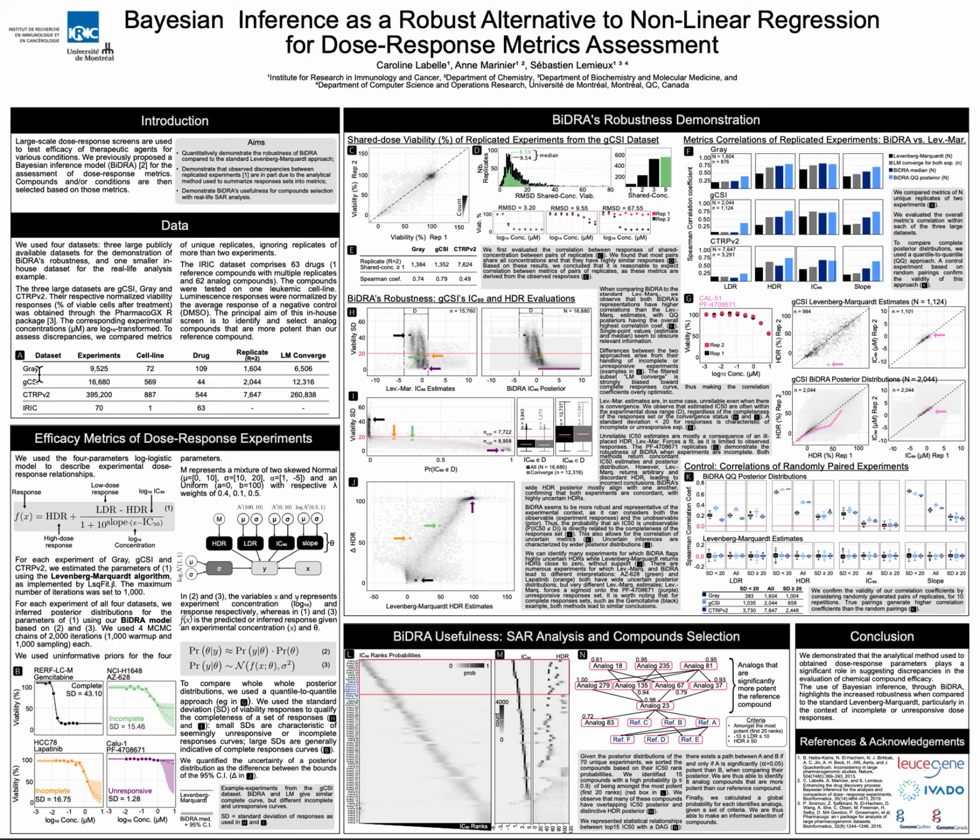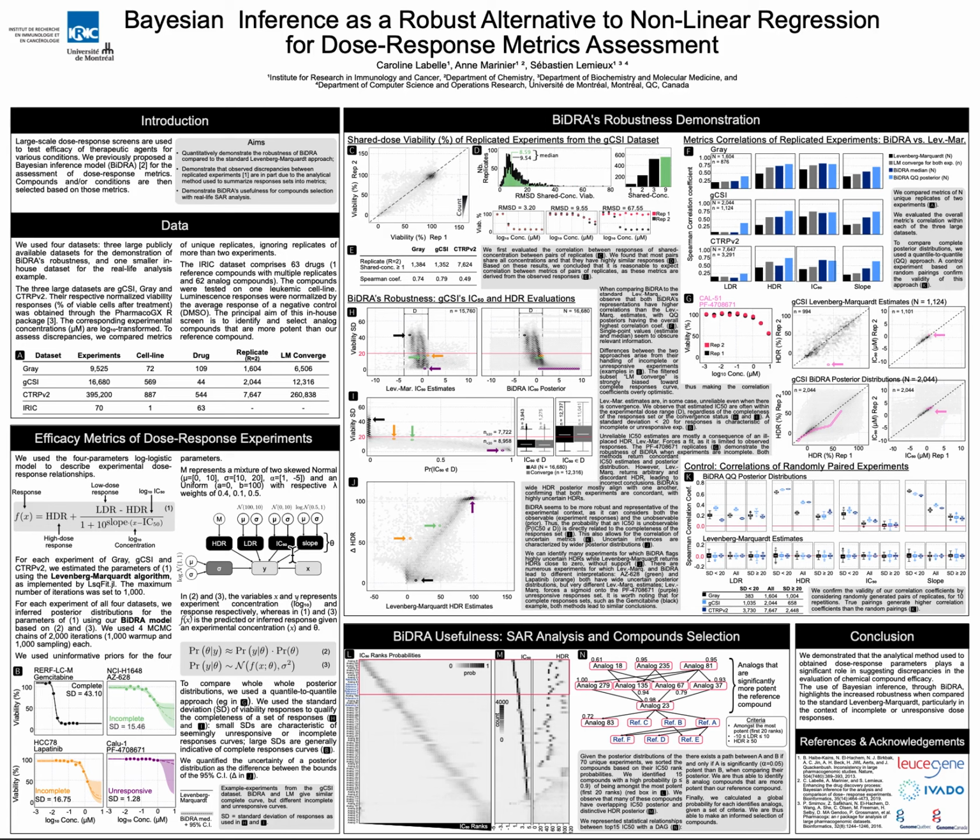We use a 4 parameters log-logistic model to describe experimental dose-response relationships. For each experiment of GRAY, GCSI and CTRP-V2, we estimated the parameters of that model using the Levenberg-Marquardt algorithm. For each experiment of all 4 datasets, we inferred posterior distributions using our BIDRA model. To assess discrepancies, we compared metrics of unique replicates, ignoring replicates of more than 2 experiments. The distributions are compared using a quantile-to-quantile approach.